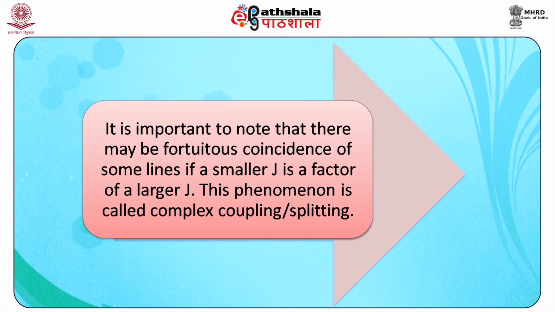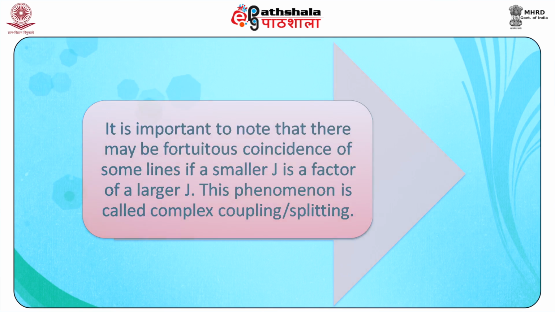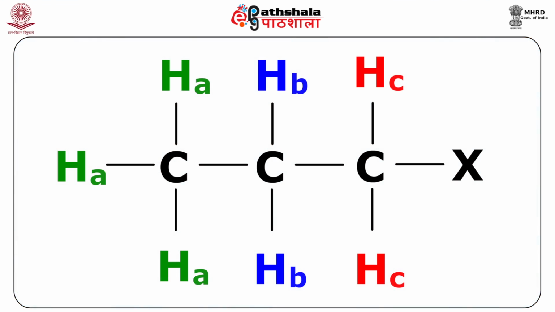Now, it is important to note that there may be fortuitous coincidence of some lines if a smaller J value is a factor of a larger J value. This phenomenon, students, is known as complex coupling or complex splitting. Now, let us see this following compound, which is a good example of complex splitting. You can see this in the figure.